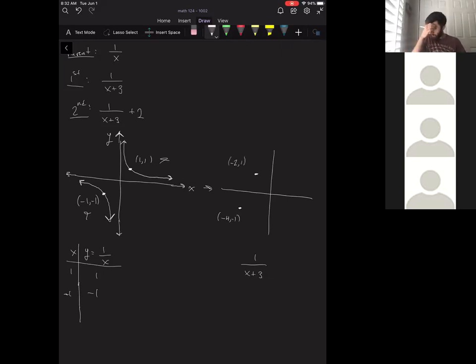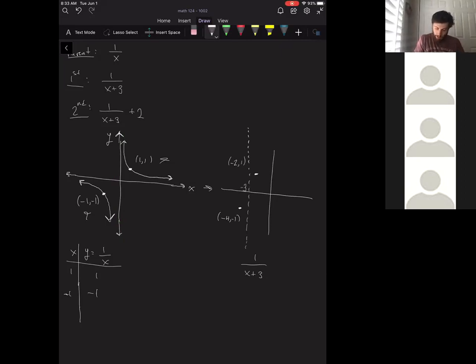So now we've got to think about those asymptotes. We had this asymptote over here on the y-axis. When we say subtract 3 from the x values, that just means we're shifting everything over to the left 3 units. So we're going to take that asymptote that was originally the y-axis and shift everything over to the left 3 units. Now we're going to have this asymptote over here, and this is going to be an x value of -3.